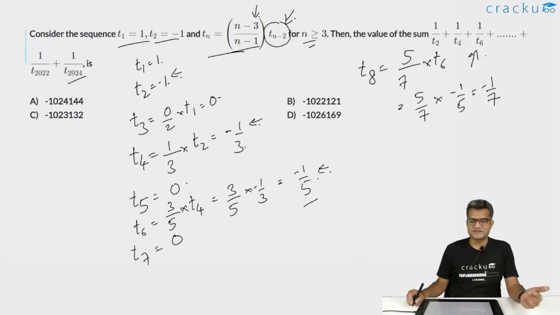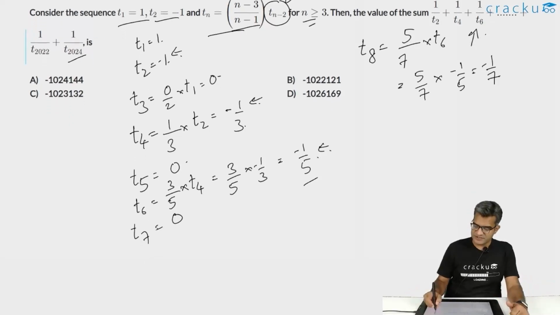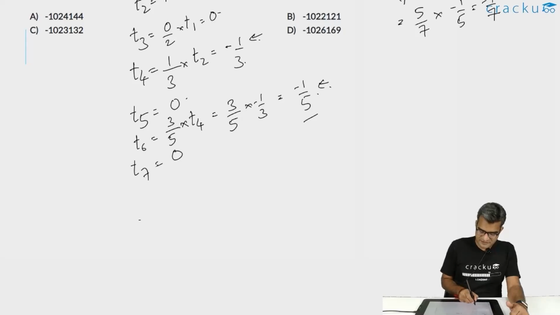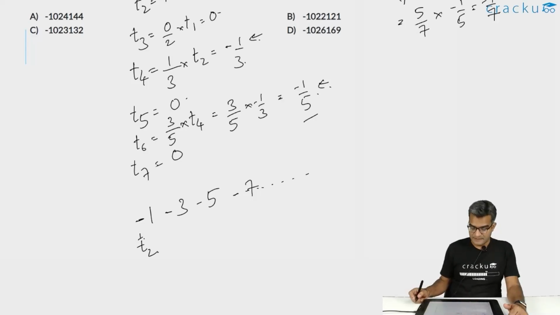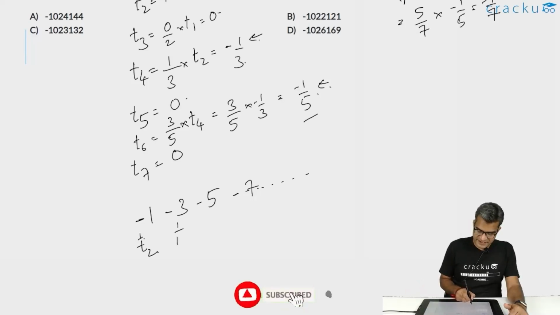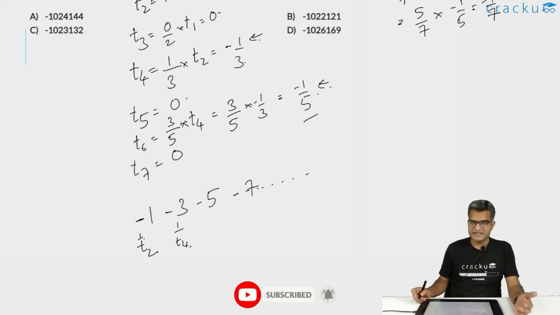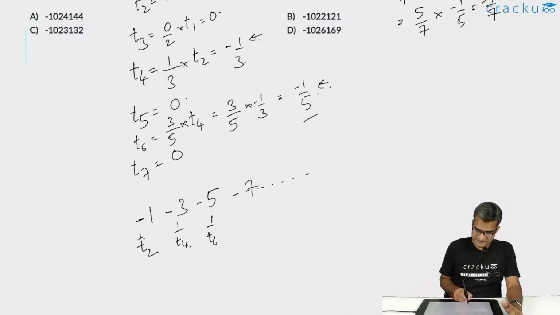So their reciprocals will be just odd numbers. The required sum we are asked to calculate is minus 1, minus 3, minus 5, minus 7, and so on. Minus 1 is 1 by T2. Minus 3 is 1 by T4. Minus 5 is 1 by T6. Minus 7 is 1 by T8.